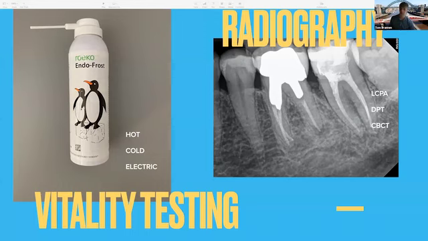DPTs, if you already have one and then you take a PA, you can compare it to it, but I wouldn't use a DPT routinely for endodontic diagnosis radiography.